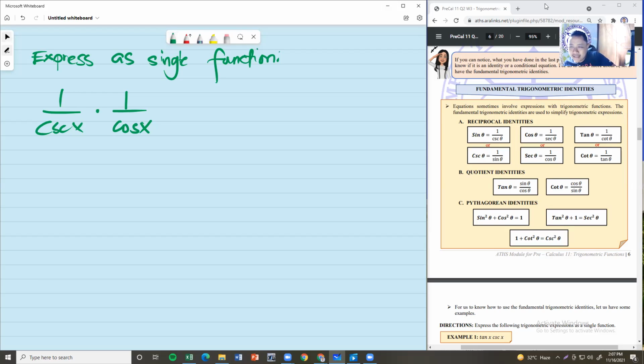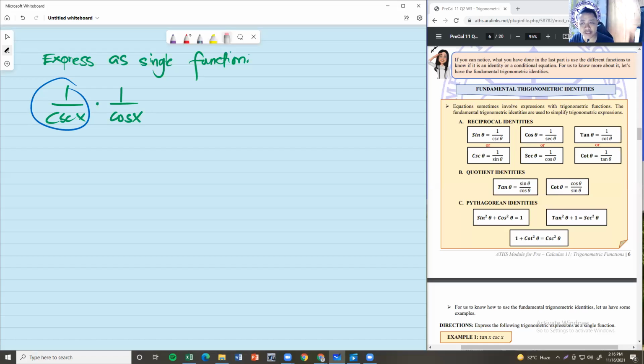Hanap-hanap. Look at the identities, list of identities, and how can you simplify this and turn it into a single function. I'll wait for your answers in the chat box.